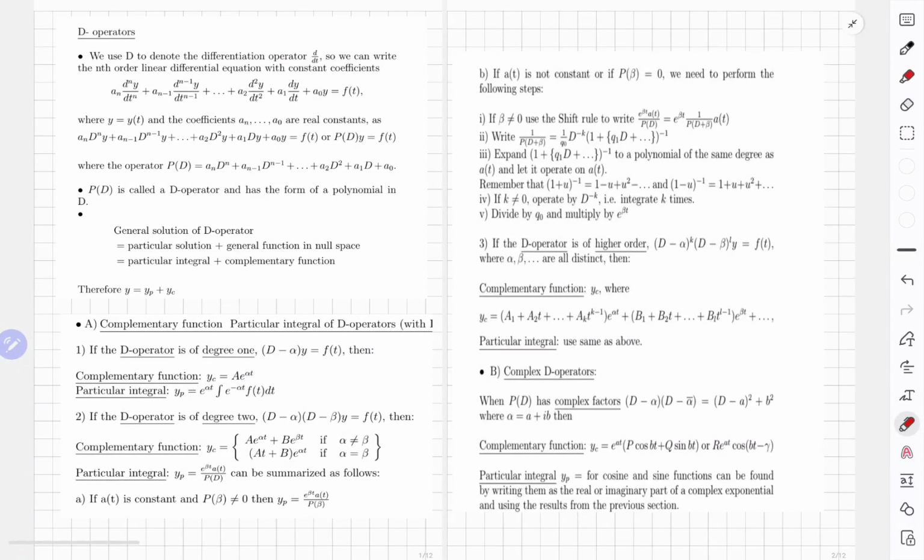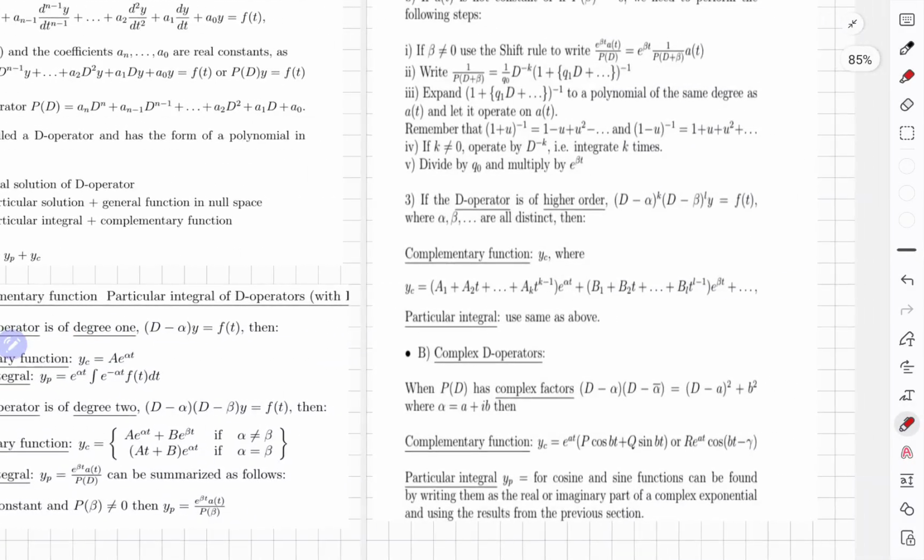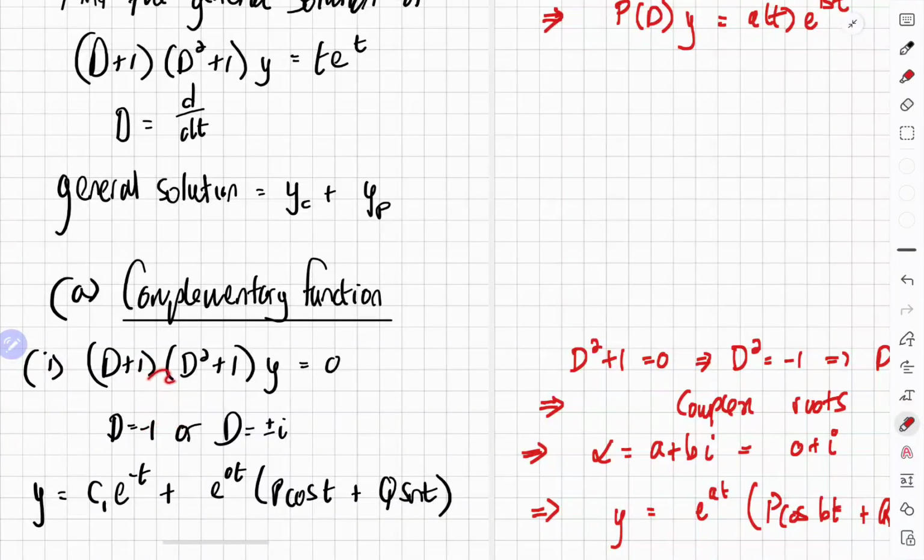Now as you can recall from D operators, very important: if you only have one factor, you will have in your complementary function a e to the alpha t. So hence what I've done here, since I just had d equals negative 1, just that one factor, I have my parameter c1, then I have e to the negative t.